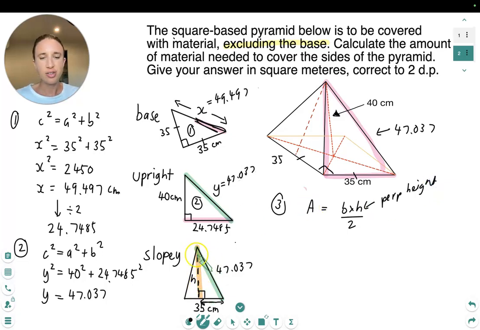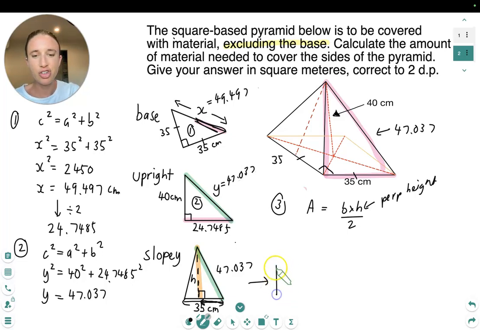That h is the perpendicular height. We don't know that yet. So, how do you reckon we can find that h? Okay, look at your diagram. This full distance across is 35. We know this distance. So let's draw another diagram.